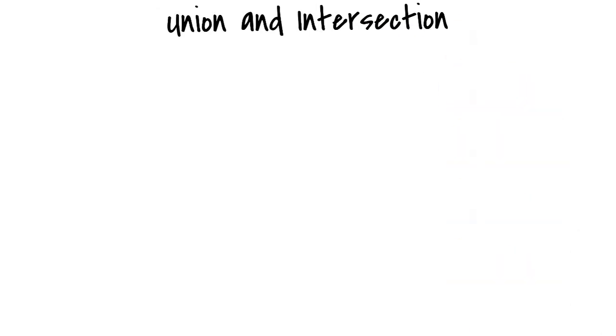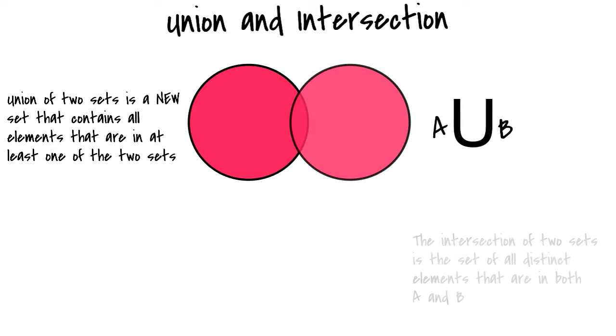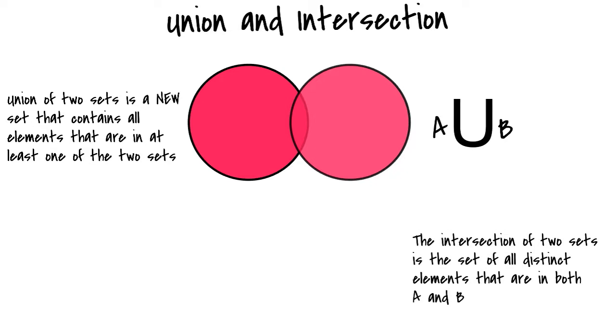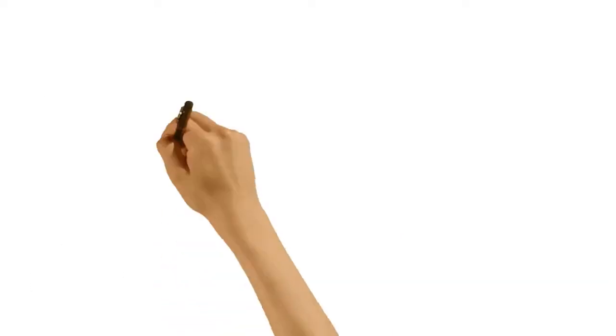Union and intersection. The union of two sets is a new set that contains all of the elements that are in at least one of the two sets. This is written as A union B. The intersection of the two sets is the set of all distinct elements that are in both A and B. This is written as A intersection B.